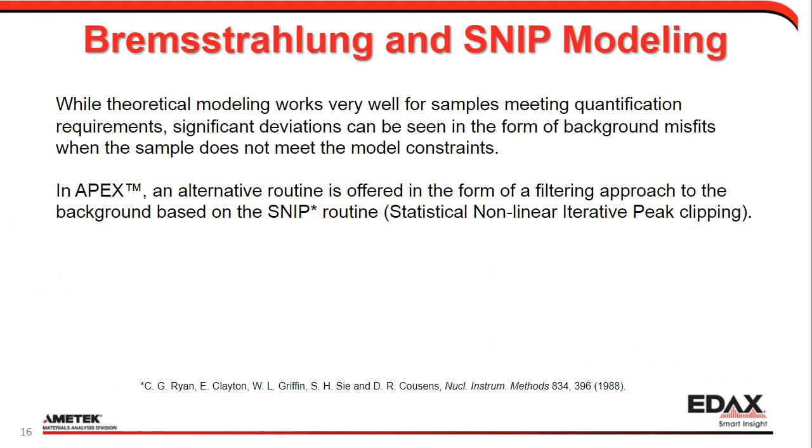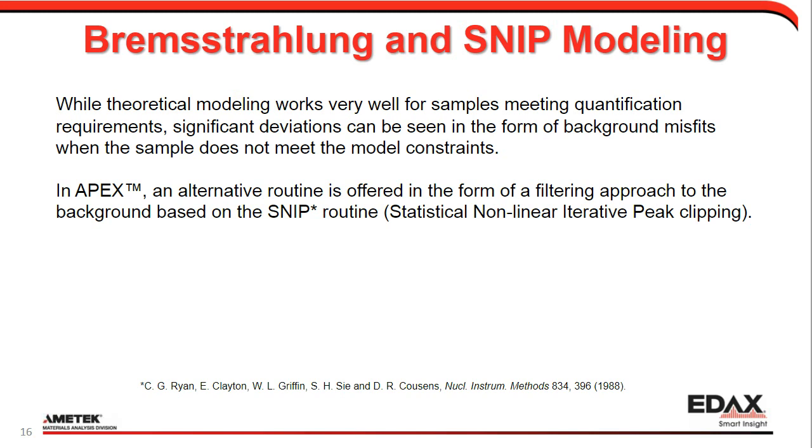We have a couple of different ways we model. Right now, I've talked about the true Bremsstrahlung model, where we use a full physical model. Another approach, what we use in our Apex software, is what we call the SNIP routine, statistical nonlinear iterative peak clipping. I will point out that's not a marketing term we came up with. That's the actual term they use in the original paper down here at the bottom.